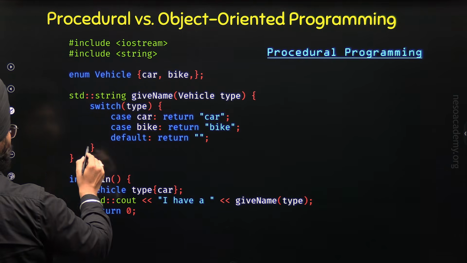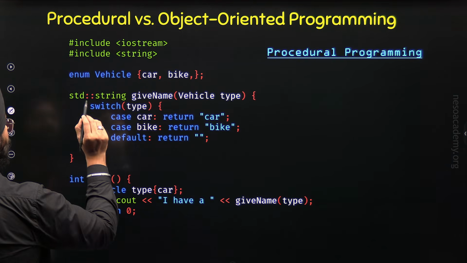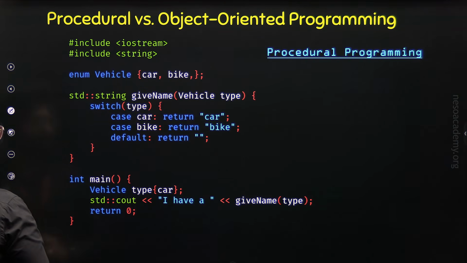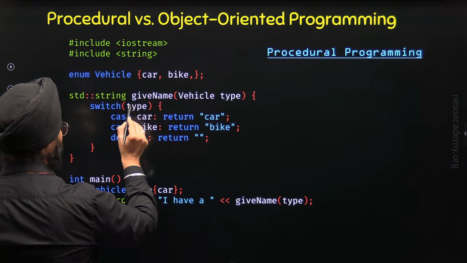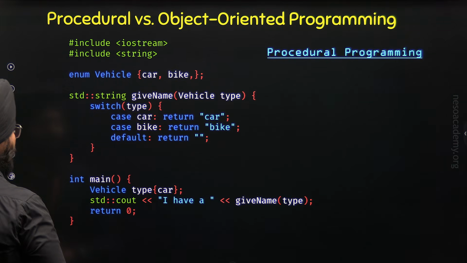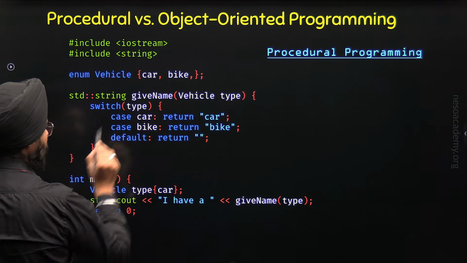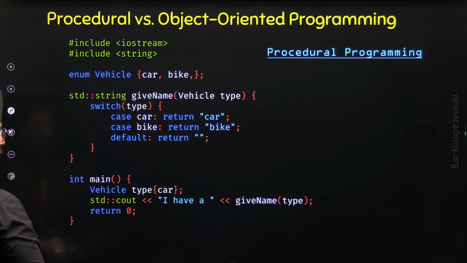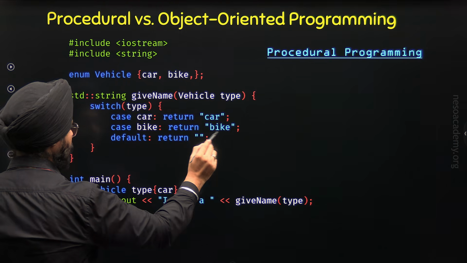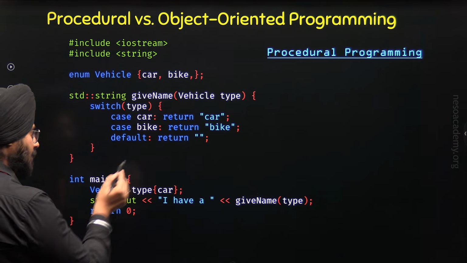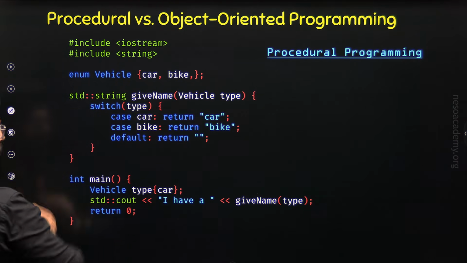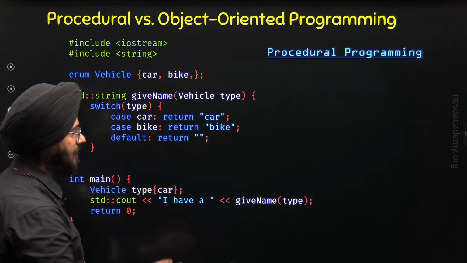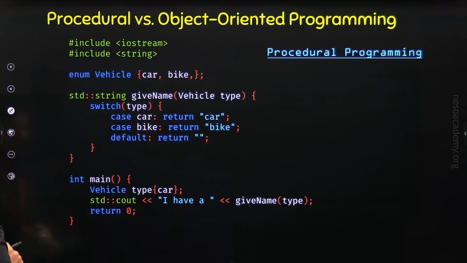Now here is the switch, and based on this type, either of these cases will execute because the type variable is passed to the switch. If type is equal to car, then this string car will be returned from this function. If it is bike, then the string bike will be returned. Otherwise, an empty string will be returned from this function. I hope this is clear to you. So this is the giveName function.